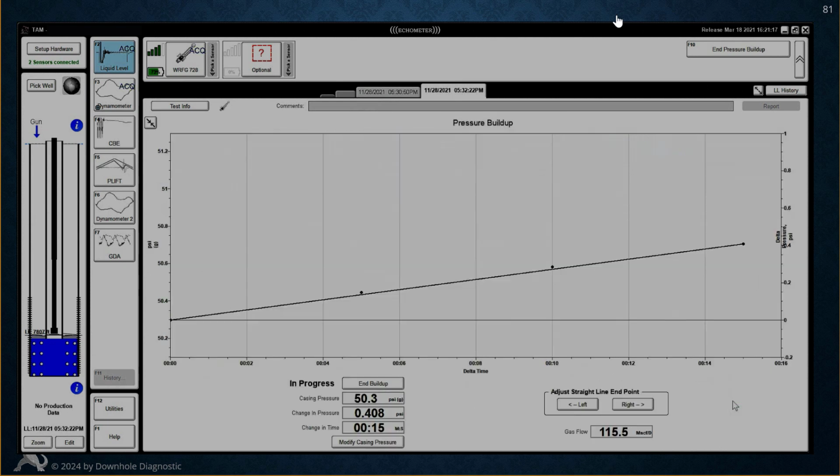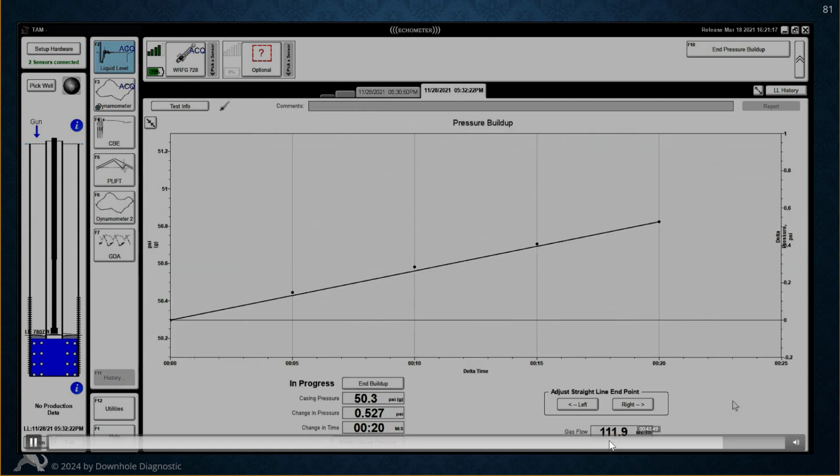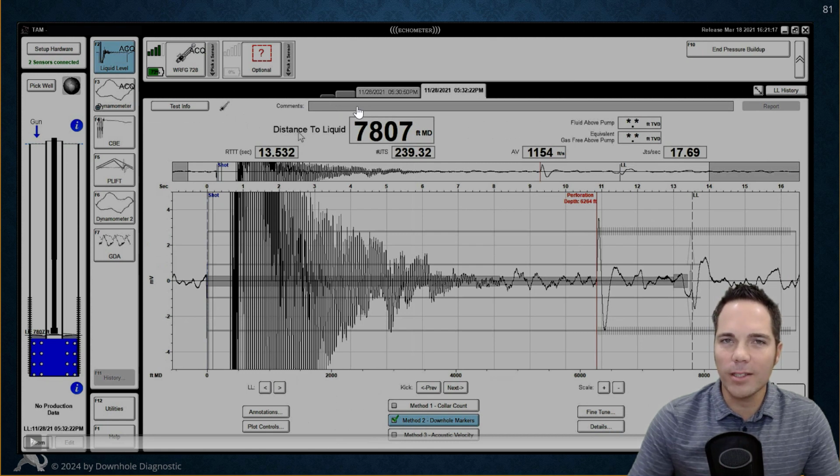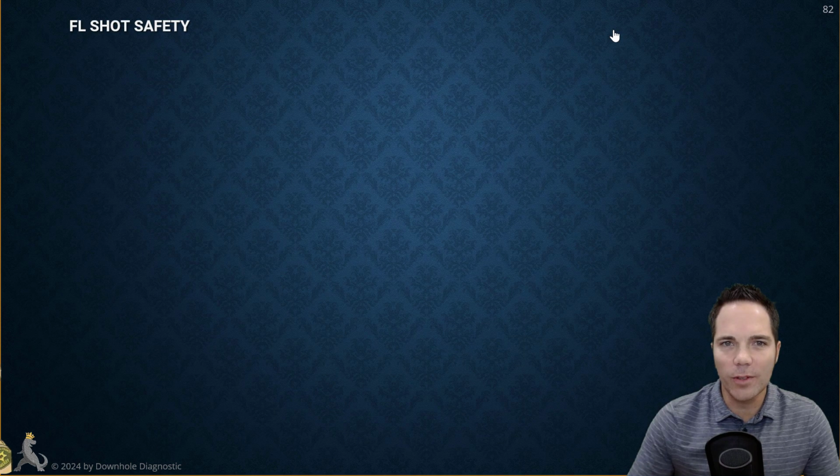And now I'm doing the casing pressure buildup test. And if you see down here, it's approximating 112 MCF per day. And that's it. So when you finish the casing pressure buildup test, you hit the button, end pressure buildup, and then you're done. Okay, and then you can write your notes right here as to what the current runtime was, what's the information off the POC, any analysis you want, and basically you're finished. That is a fluid level shot.